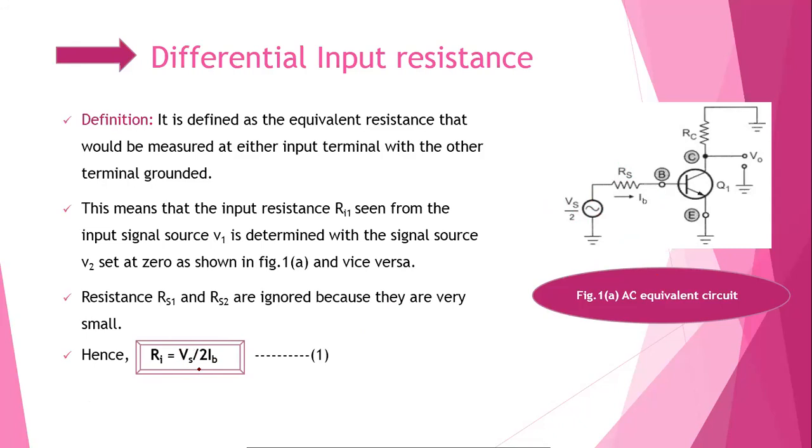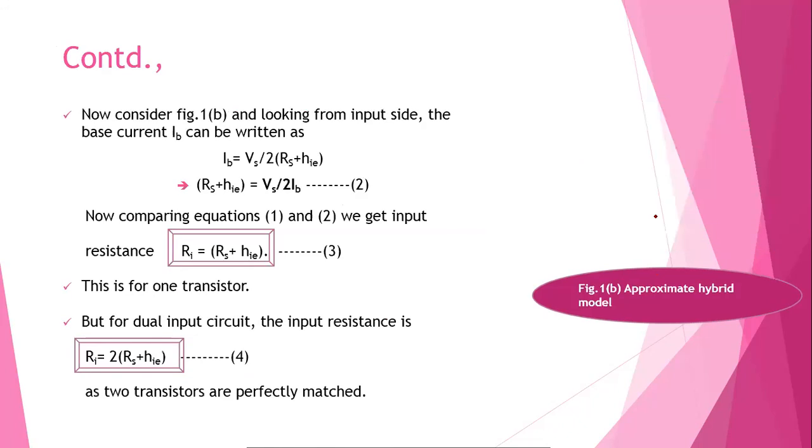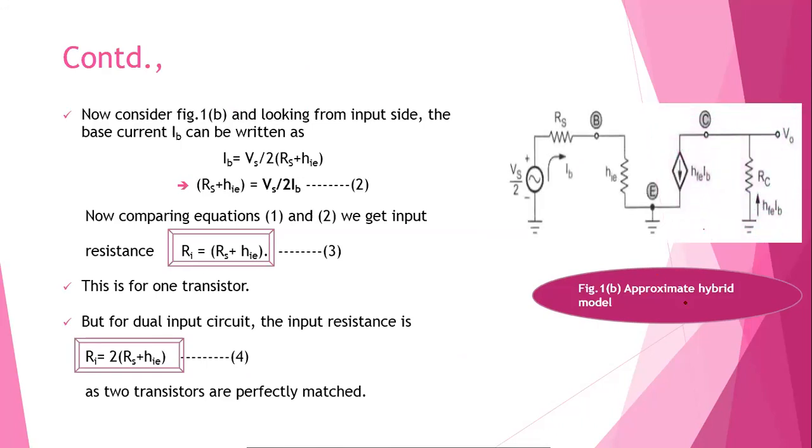This is the voltage source Vs by 2 divided by the base current Ib. Here we are ignoring the source resistance Rs. Hence we get the input resistance directly as Vs divided by 2Ib. This is the general input resistance when the transistor is operated in the differential mode. Exactly what happens, we have to consider the h parameter model for this analysis. Here we are considering the approximate hybrid model for analyzing this differential input resistance.